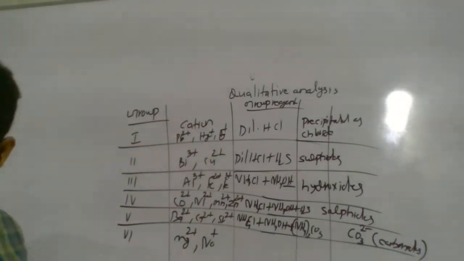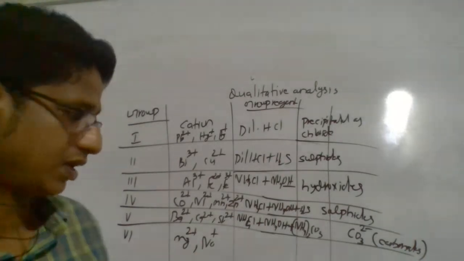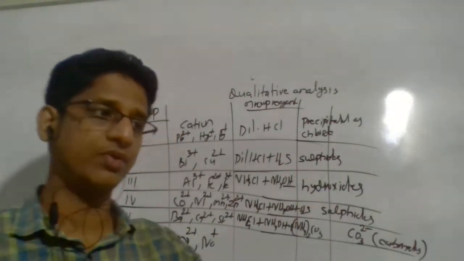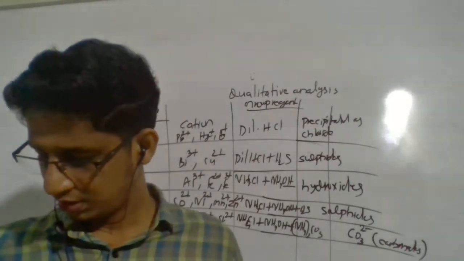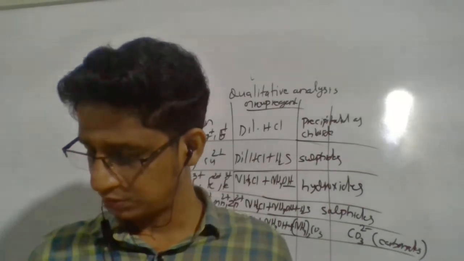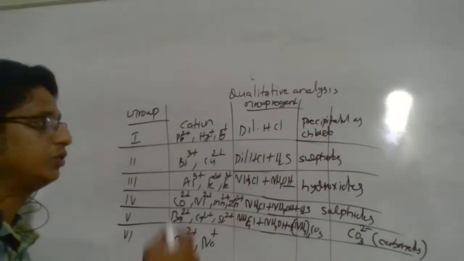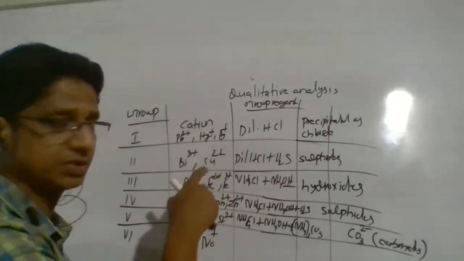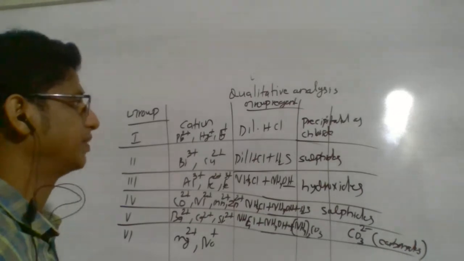Now let us discuss group 6. There, no specific group reagent is there. Ammonium chloride, ammonium hydroxide, and disodium hydrogen phosphate. So that's just different. There we actually do some specific tests. So these are the important group reagents, corresponding groups, and corresponding cations. This you have to learn first to go into the principle.